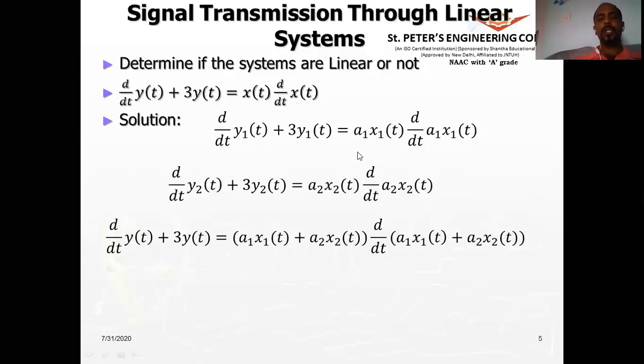But what is the individual output we got? We got only 2 terms. So therefore, the total response is not the same as the individual responses. So therefore, this system is not a linear system. All right, because of all these extra terms, the system is not a linear system.